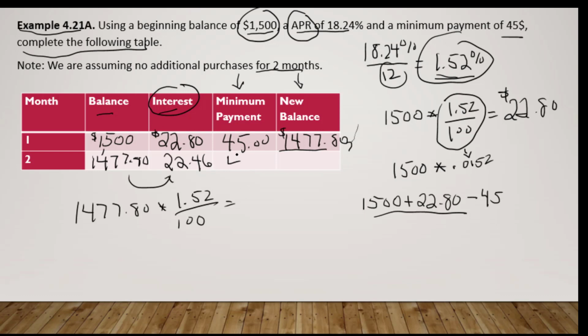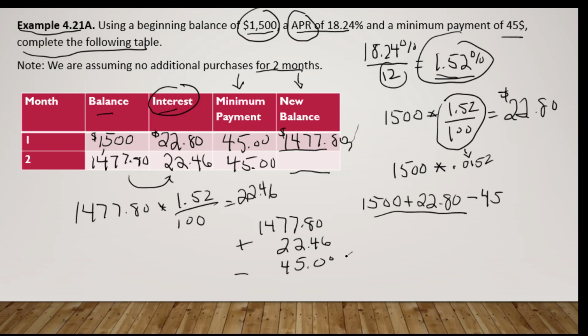Again, my monthly payment is going to be $45. That's what I pay. So now I need the balance at the end of month 2. I would do that by, I'll put the 22.46 here. I take 1477.80 and I add to that what I have been charged in interest for borrowing that money. And I'm going to subtract the $45 that I made towards my balance.